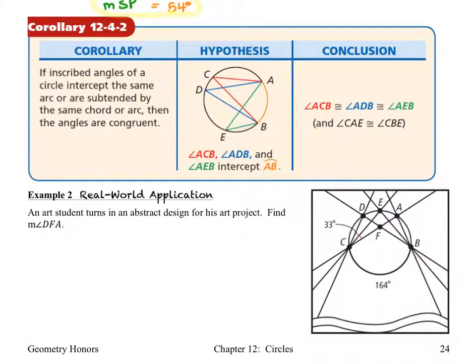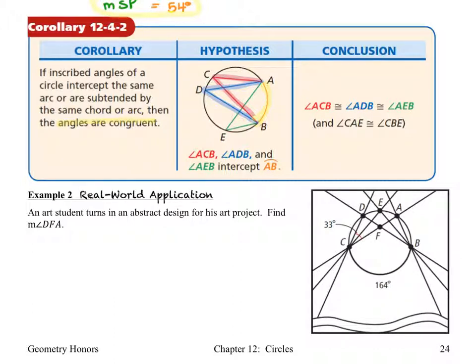There's a corollary to the theorem that we just learned, and it says if inscribed angles of a circle intercept the same arc. So let's see what they mean by that. We can see angle ACB intercepts arc AB, and we see that angle ADB intercepts that same arc AB. So if inscribed angles of a circle intercept the same arc or are subtended by the same chord or arc, then the angles are congruent.